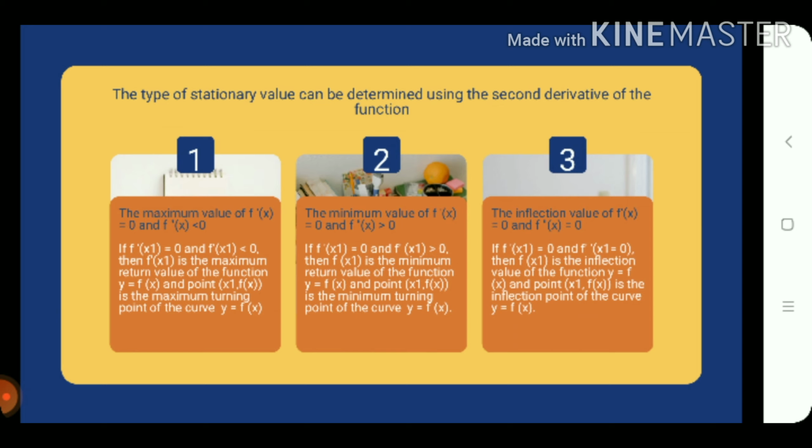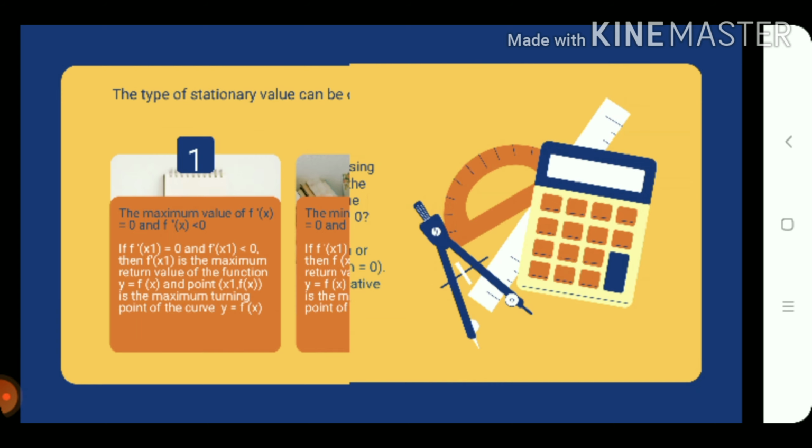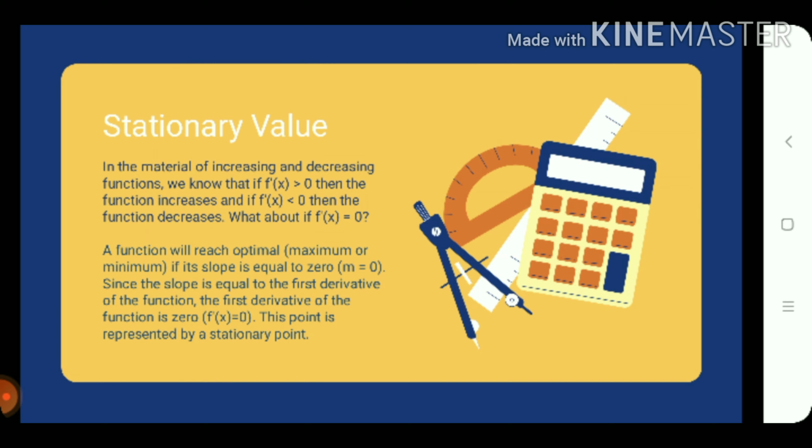And number 3, the inflection value: f'(x) = 0 and f''(x) = 0. If f'(x1) = 0 and f''(x1) = 0, then f(x1) is the inflection value of the function y = f(x) at point x1. The point is the inflection point of the curve y = f(x). Stationary value.